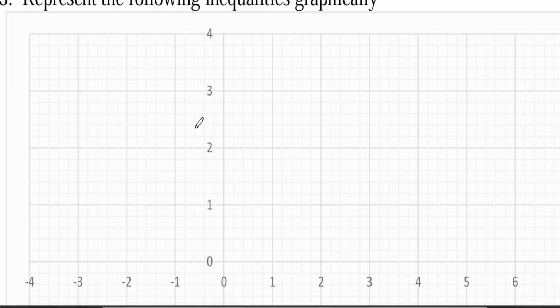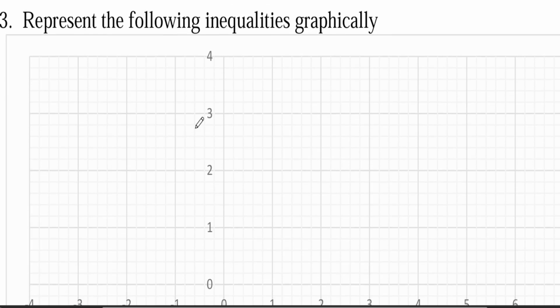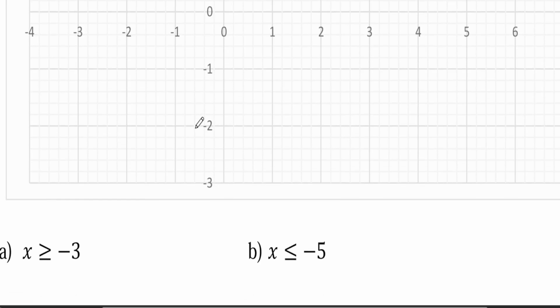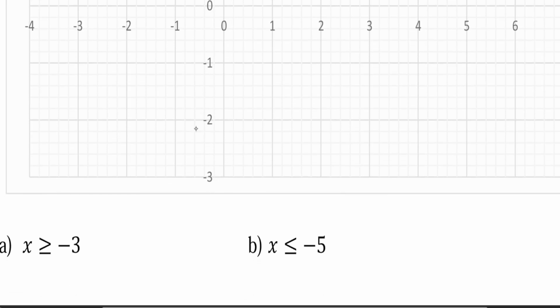Let's go to the other question, question 3. Represent the following inequalities graphically. The inequalities are: x is greater than -3, x is greater or equal to -3, x is less or equal to -5.